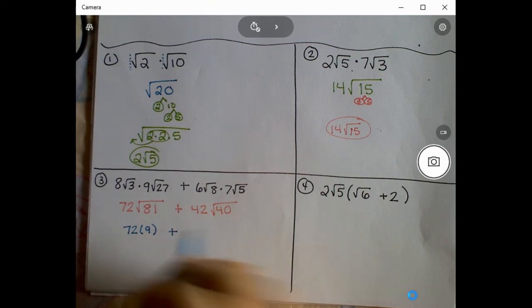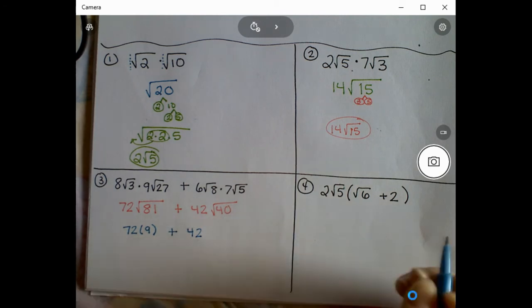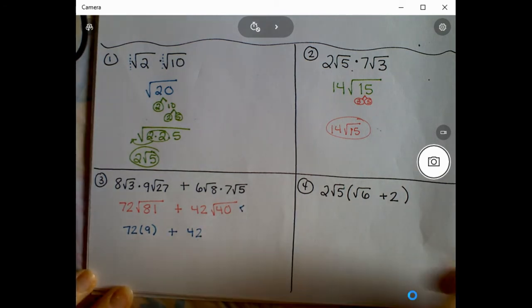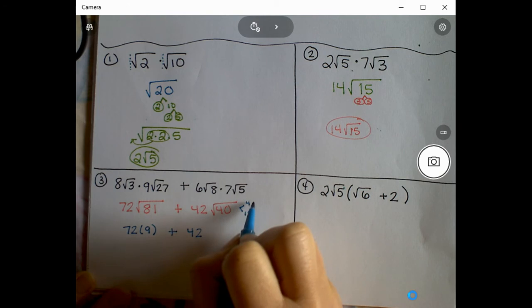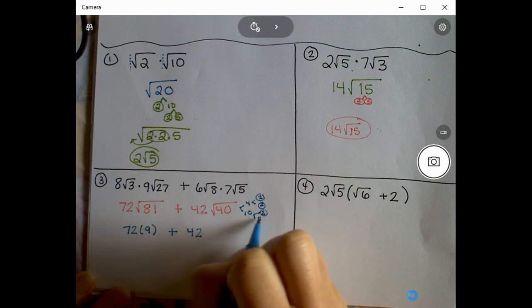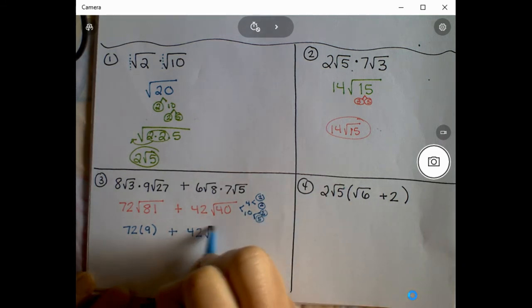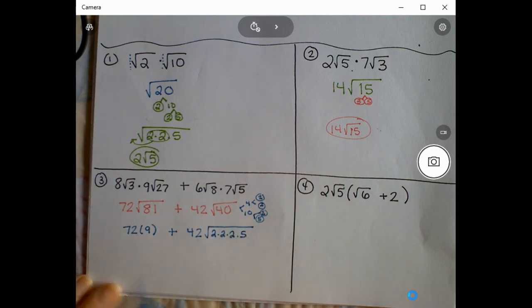All right, plus. Now we're going to do the 42, but we need to simplify, and I'm going to do the factor tree out to the side, because I kind of ran out of room. 40 is made of 4 times 10. 4 is 2 times 2. 10 is 2 times 5. So we have 42, 2, 2, 2, 5. The 72 times 9 we could actually do like this: 72 times 9 equals 648.